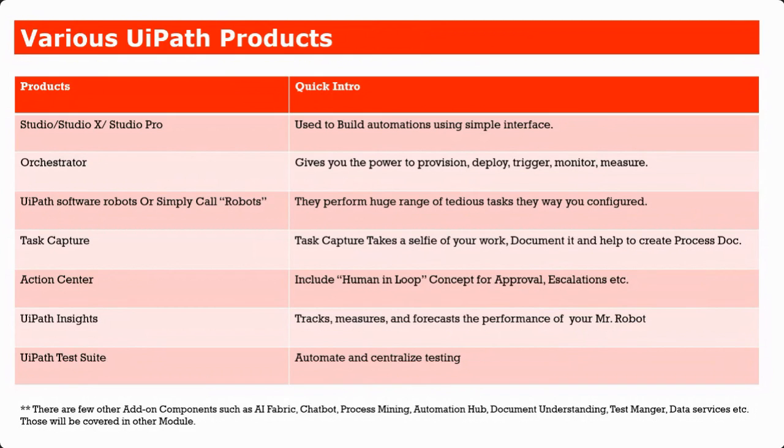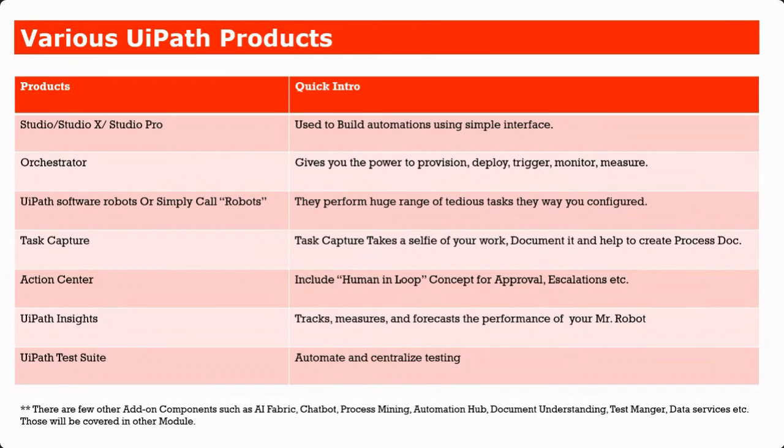Not only this, there are also some products available as an add-on, like UiPath AI Fabric, which provides AI ML capability for automating the stuff that requires artificial intelligence or machine learning algorithms. You can also integrate chatbots using UiPath Chatbot. That's also available as an add-on. Then there is a tool for process mining.